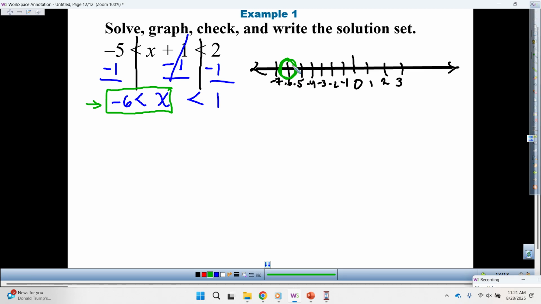Next, what number would you like to check to where we're going to be shading? Julian. -1. Okay, let's check -1. Substitute that in here for x. Bring down the rest. And let's read it. Is -6 less than -1? Yes, that's true, which means we're going to shade towards -1. Make sure you go all the way through.